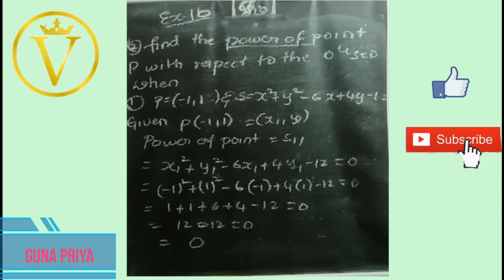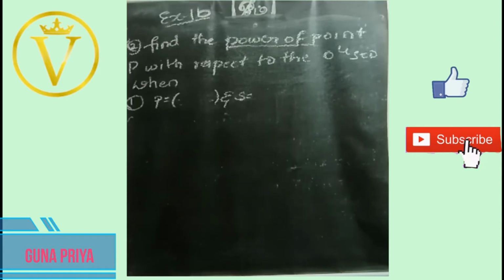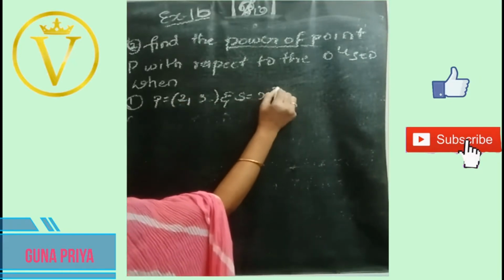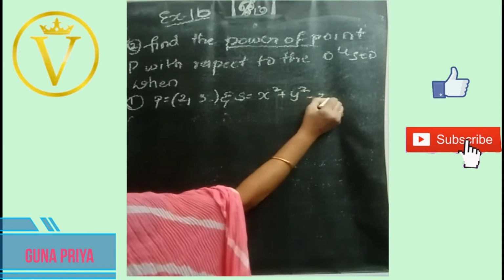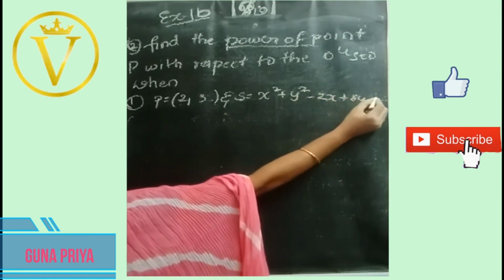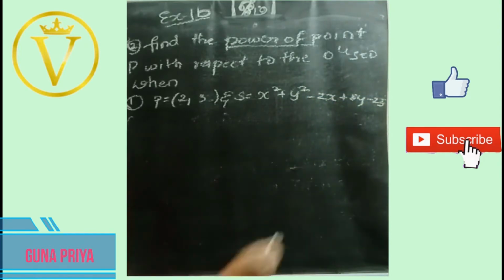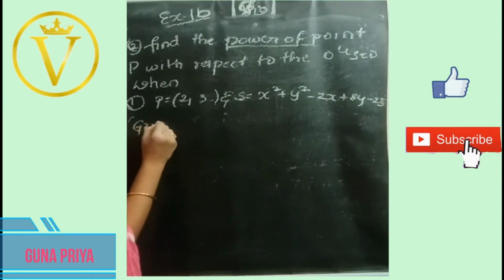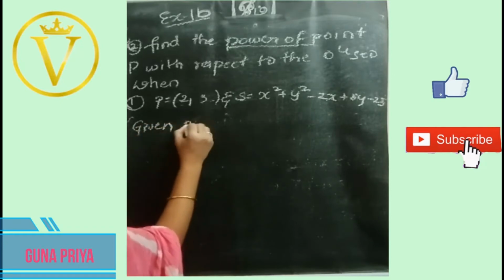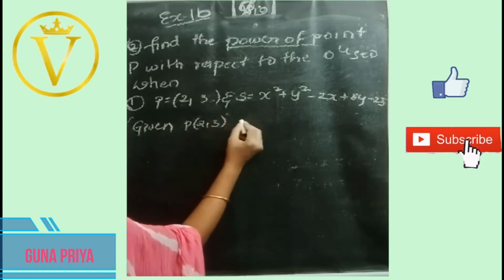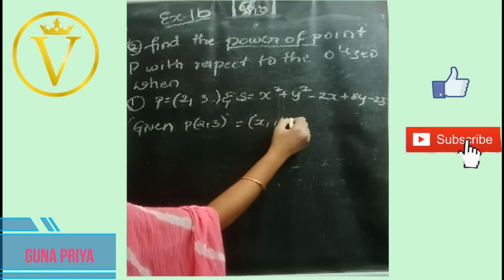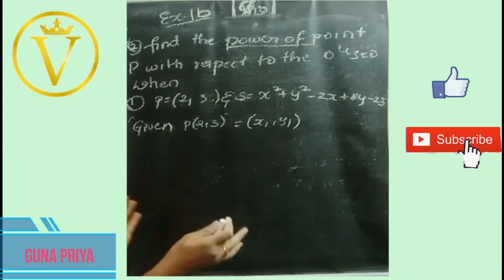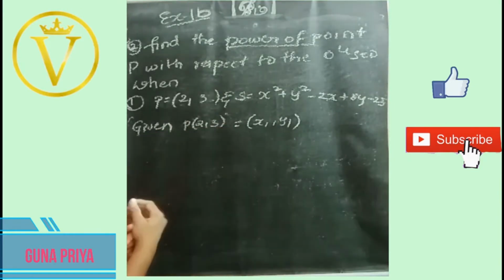Next we will go for another problem. So our third problem is P(2, 3) and S equals x square plus y square minus 2x plus 8y minus 23. Okay. First we have to write here given. So given P(2, 3) is (x1, y1). Write step by step only. Practice like this only. Then you will write like this in your examination.